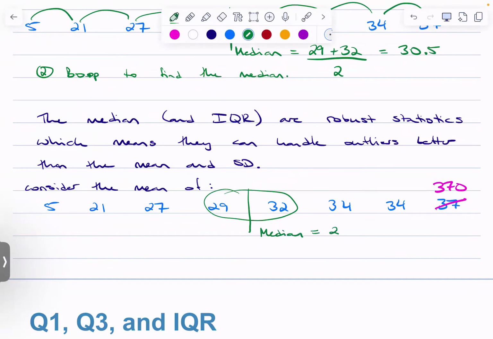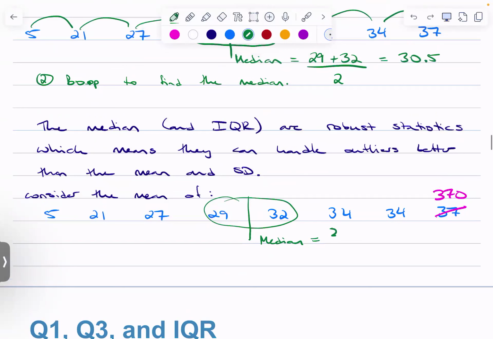Median is still 30.5, because it doesn't care if it's 370 or 37, it just used it as a starting point, right? And so that's what we mean by robust statistics: it can handle outliers better, which is good.